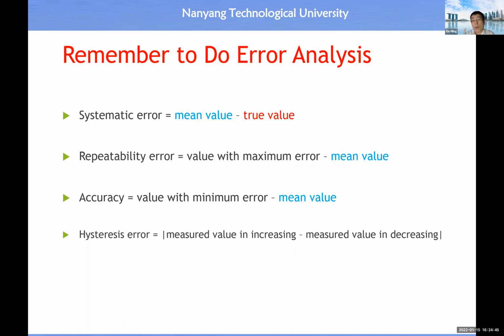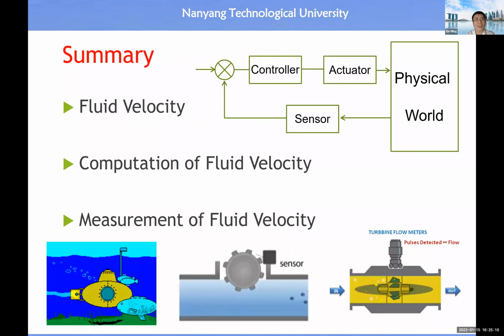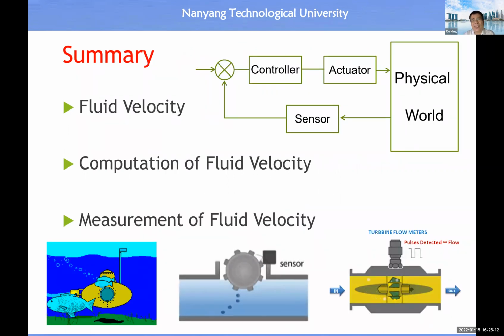And always remember to do the last experiment in which you increase the input and do the measurement, then you reduce the input and do the measurement, then you compare the readings, whether there's a gap between these two sets of readings or not. If there's no gap, that means there's no hysteresis error. Otherwise, there's a hysteresis error, right? So that's all about today's lecture.